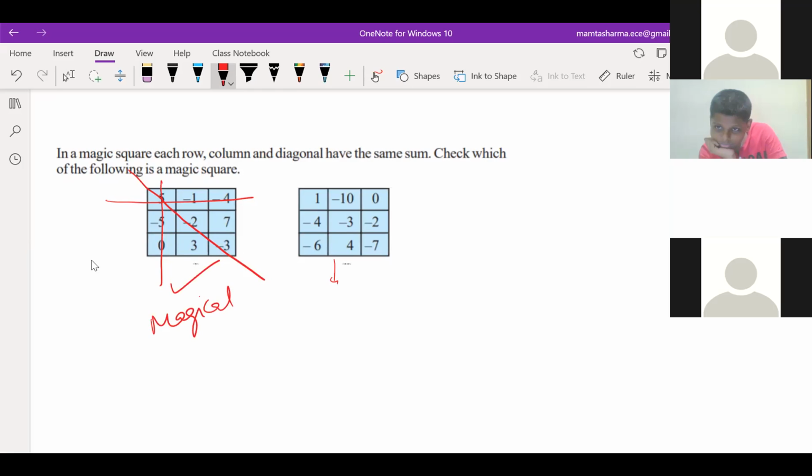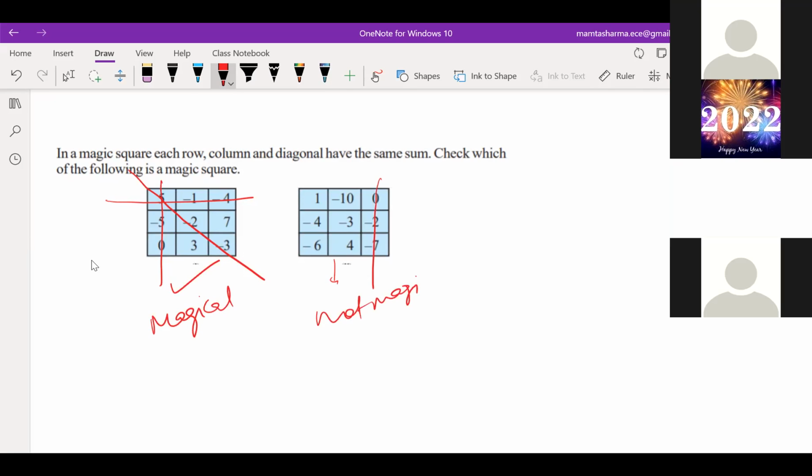Which column is not matching? Ma'am, the last one. Okay, this is not a magic square. This is your homework, you check it. Okay, this is a magic square, ma'am. Is this magic or not? No, ma'am.